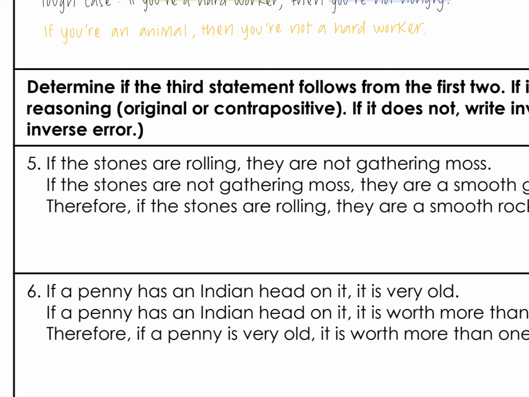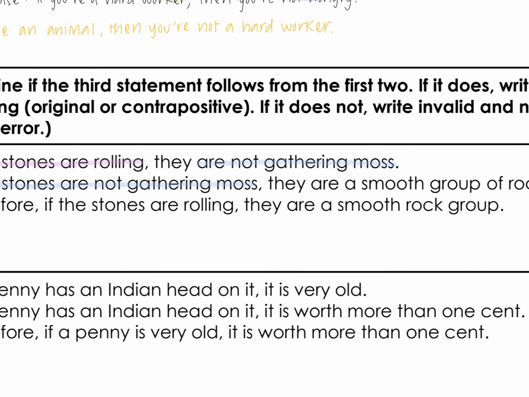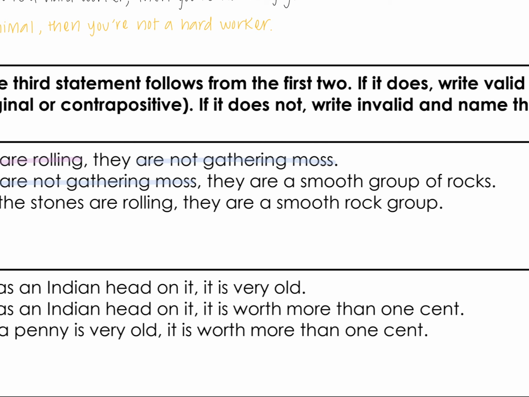So we have, if the stones are rolling, they are not gathering moss. If the stones are not gathering moss, that's going to be that same thing. They are a smooth group of rocks. That's something different, so we're going to highlight it in a different color.